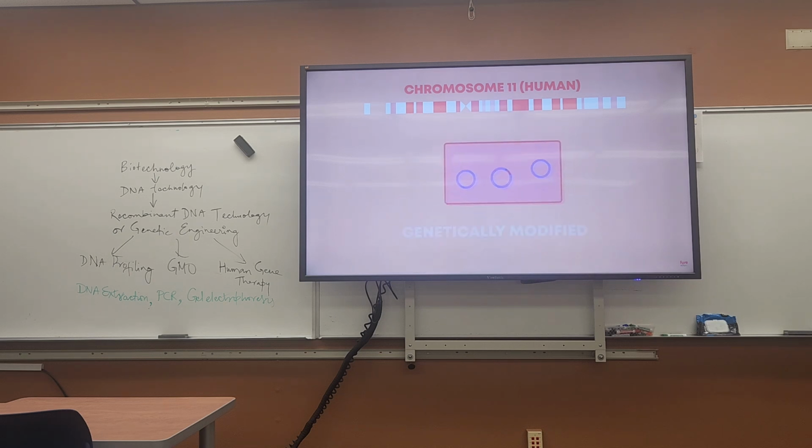The modified bacterium is a genetically modified or transgenic organism because it contains some human DNA along with its own bacterial DNA. This is called recombinant DNA: bacterial DNA recombined with human DNA.